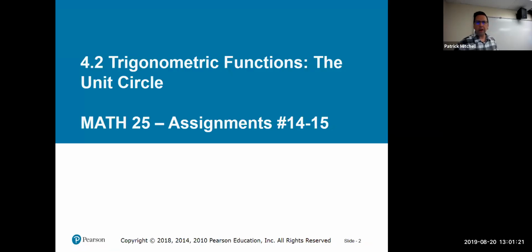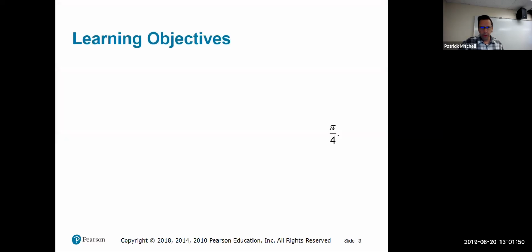So now we are back to chapter 4, where we're actually going to start learning about the trigonometric functions. By the end of this chapter, actually for the next 3 sections, we're going to learn 3 different definitions of these trigonometric functions. It is important to understand all 3. Sometimes you'll use one, sometimes you'll use a different one. So let's start looking at this.